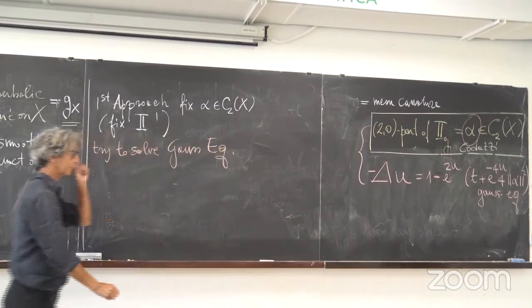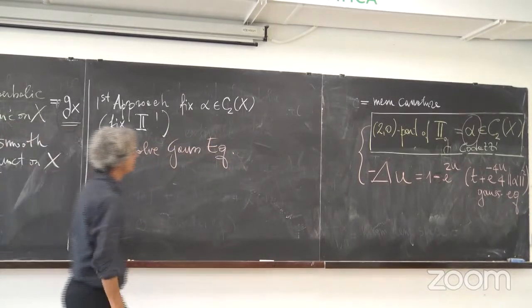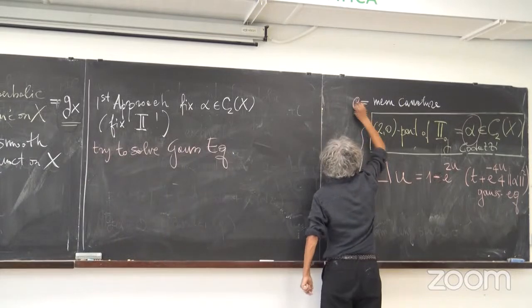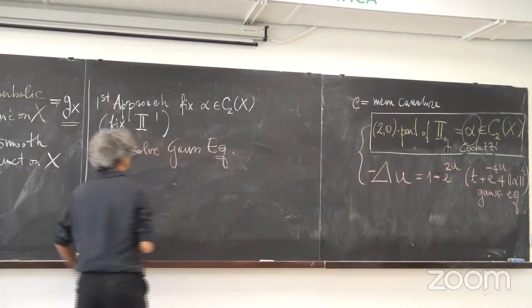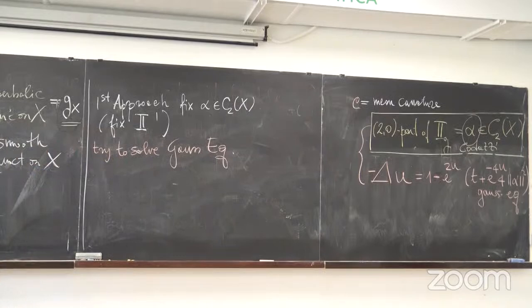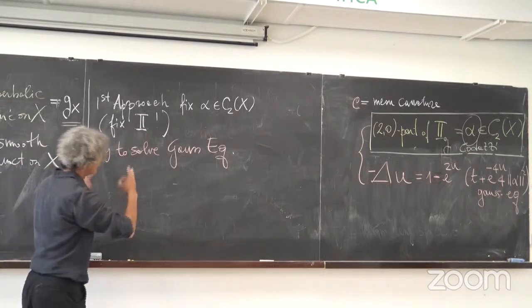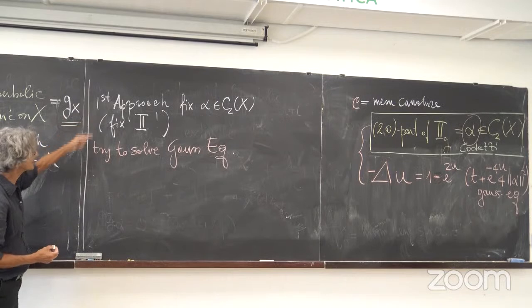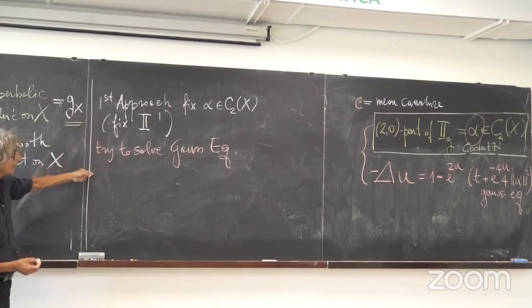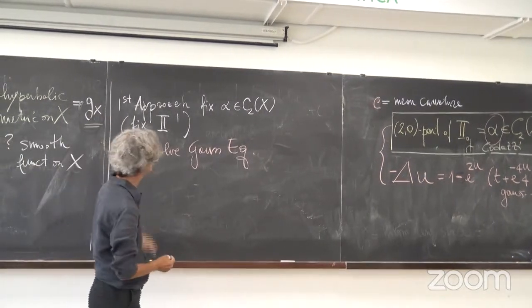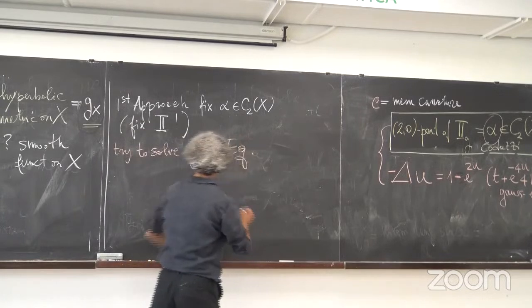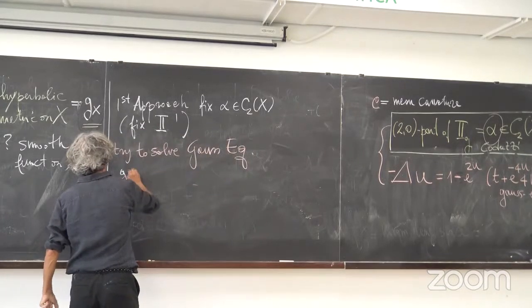Okay, this was a proposition also in the program of Uhlenbeck. She proposed to do that, but what you realize is that actually this is not good, the problem is too rigid. Because, let me say, if you had success, what does being successful in this approach mean? It just means that we try to solve the Gauss-Codazzi equation, then get a unique solution.